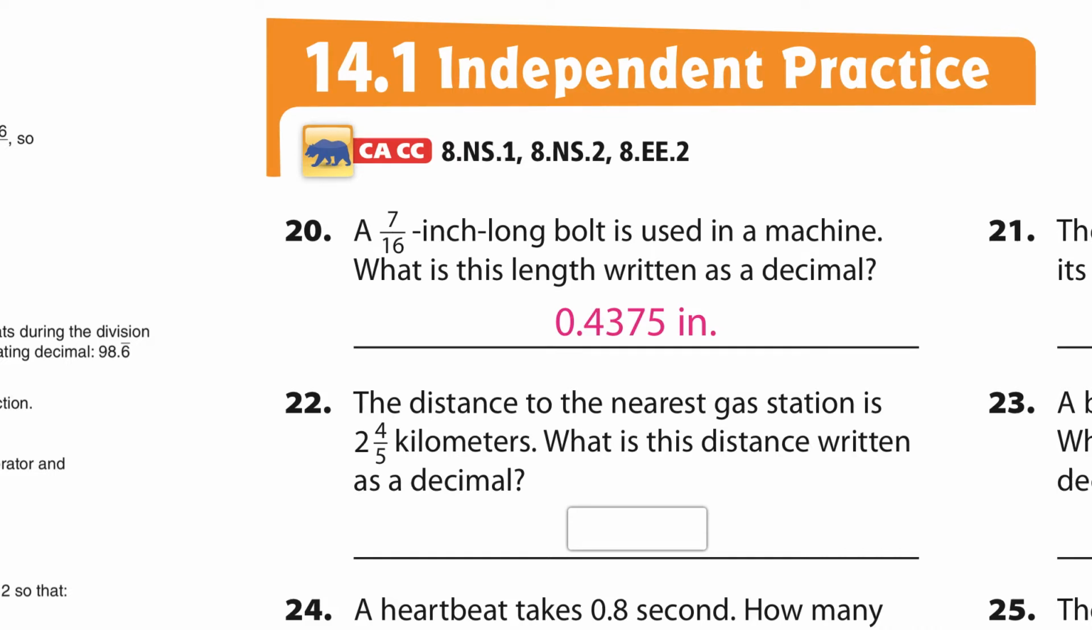And this one here, turning this number into a decimal, it's 2 point and then 4 divided by 5. And 4 divided by 5 is 0.8. So it would be 2.8.